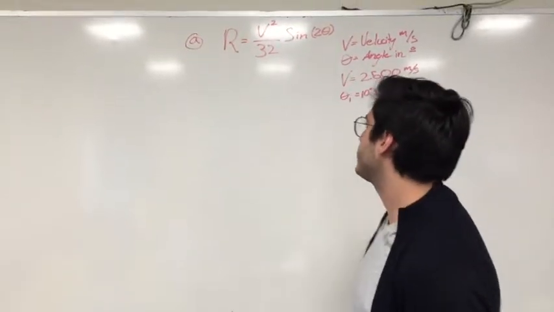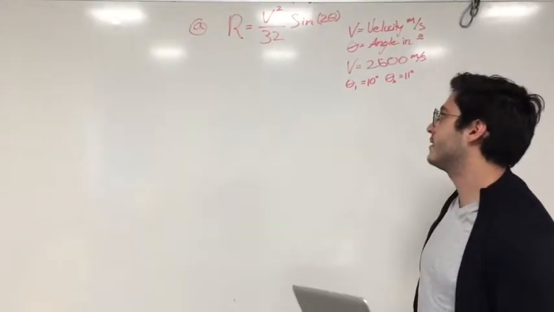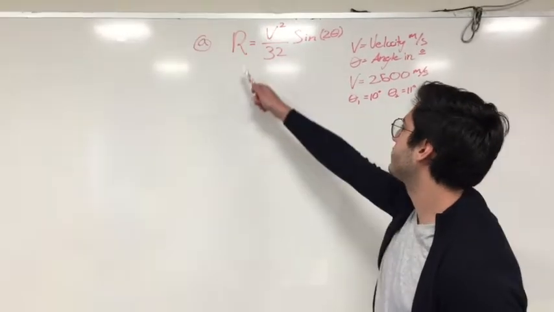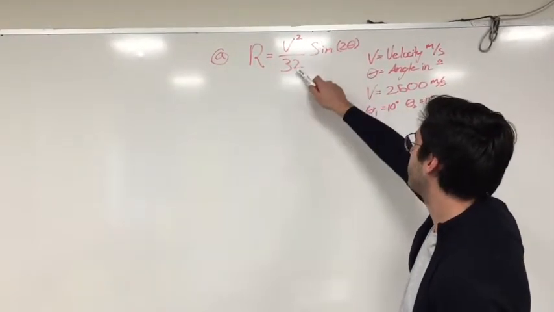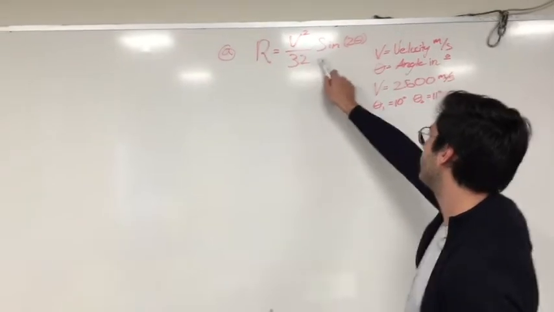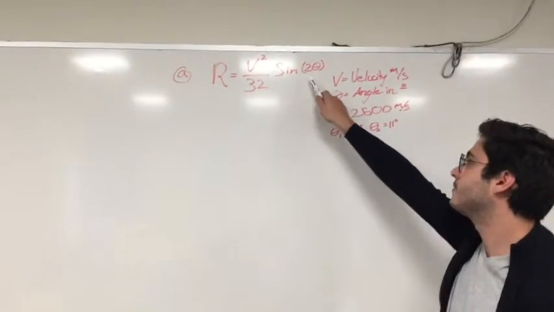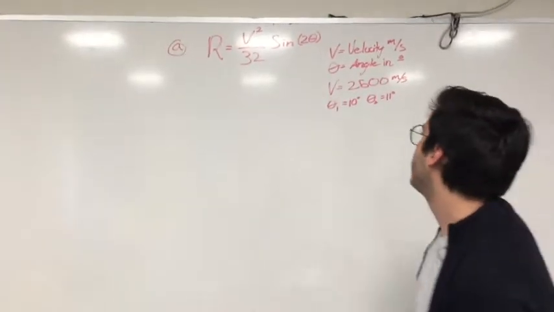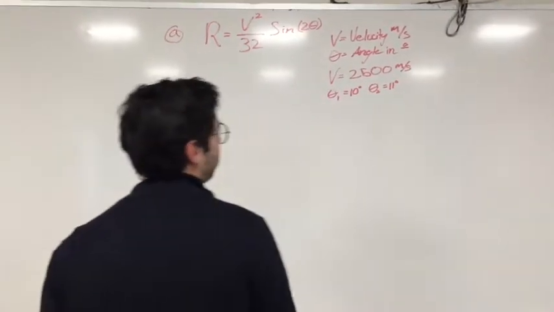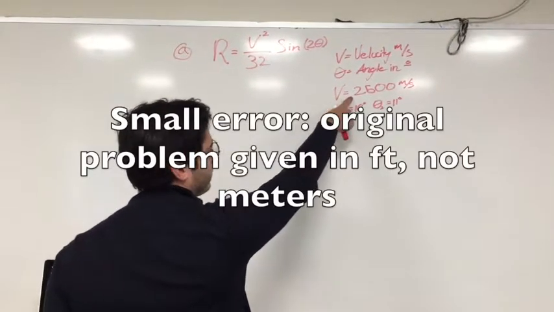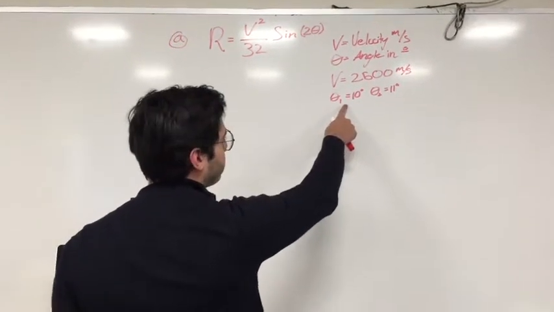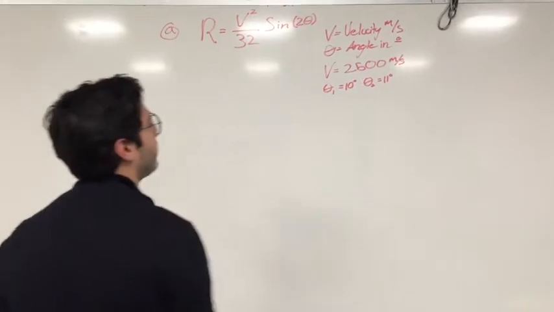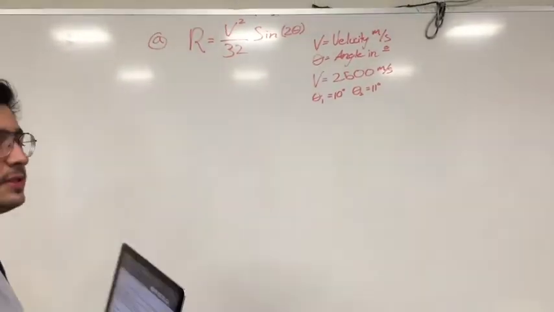The problem tells us that the range of a given projectile is given by the equation r is equal to the velocity squared, in meters per second, over 32 times the sine of 2 times the angle theta. The problem tells us that the velocity is equal to 2500 meters per second and that the angle is changed from 10 degrees to 11 degrees, and it asks us what is the change in range.